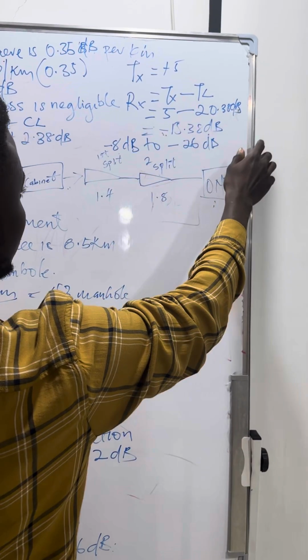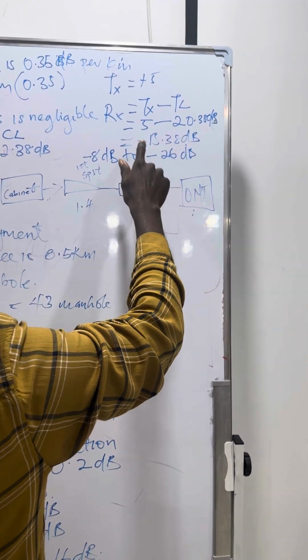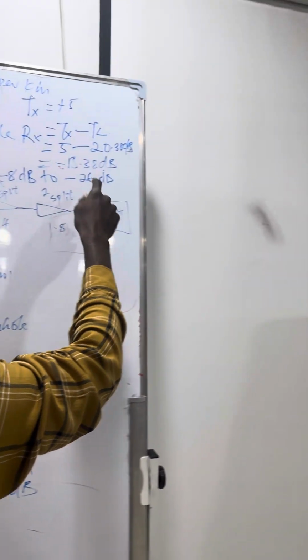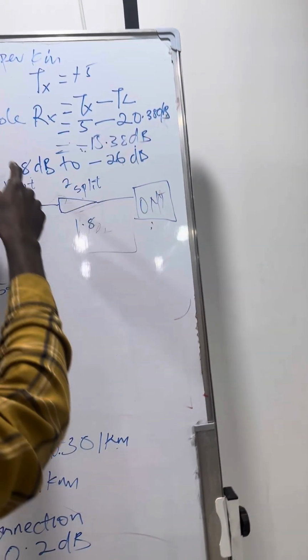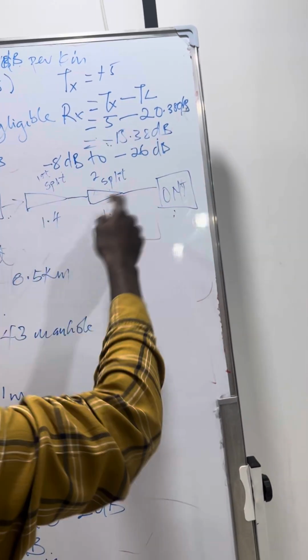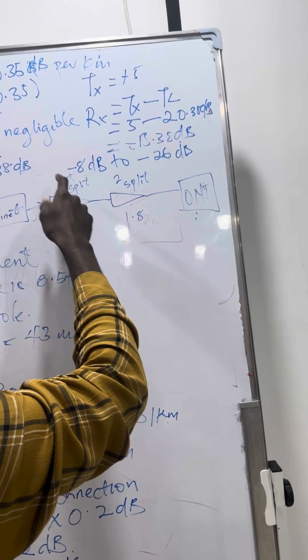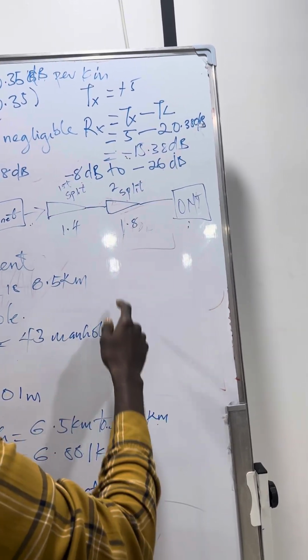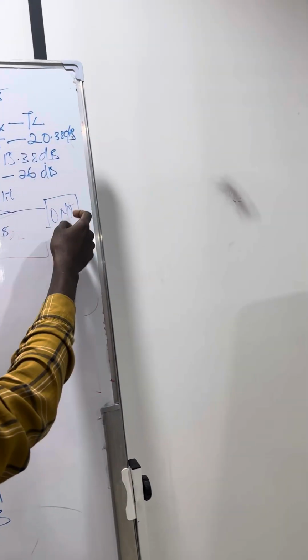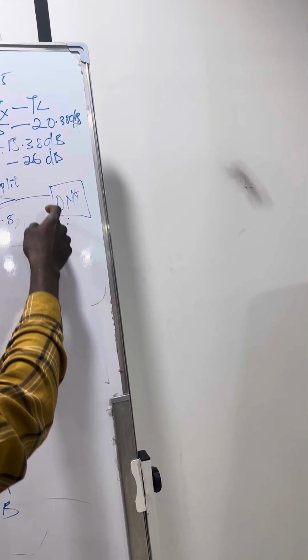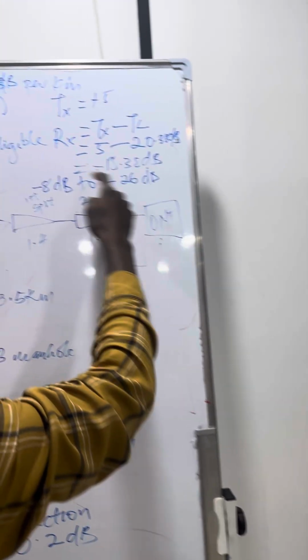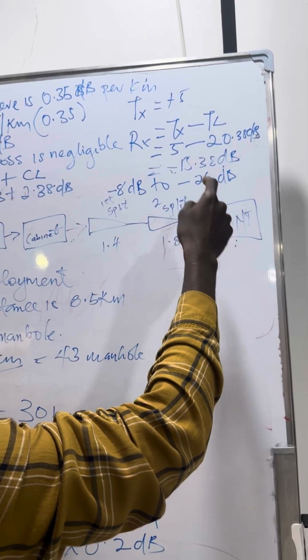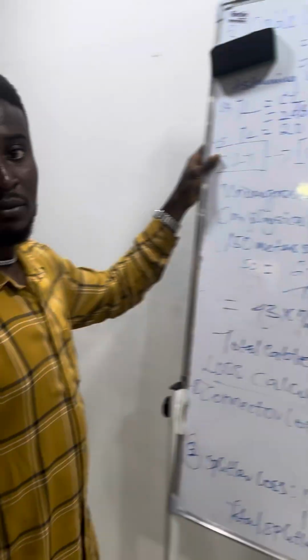So you do the math and you get minus 15.38 dB, which is also within the acceptable range of minus 8 dB to minus 26 dB. So at the end of the day, this ONT will be receiving minus 15.38 dB. Thank you.